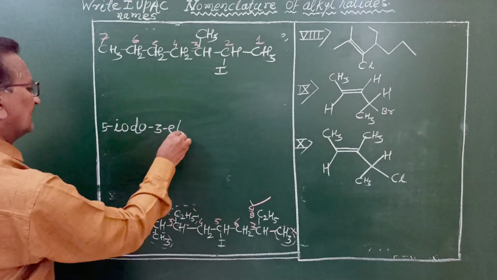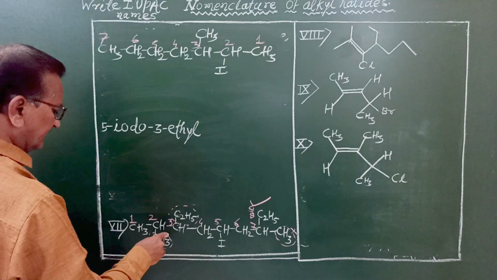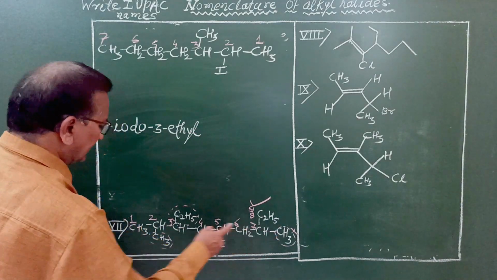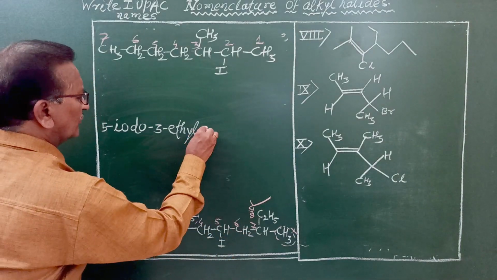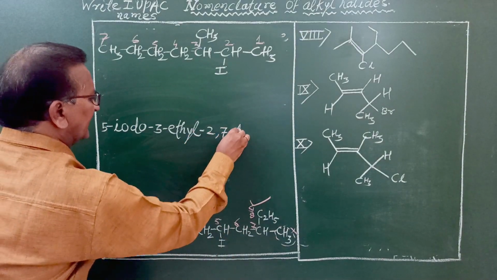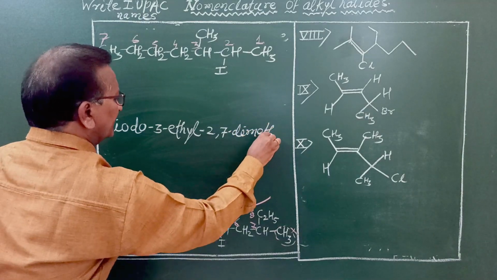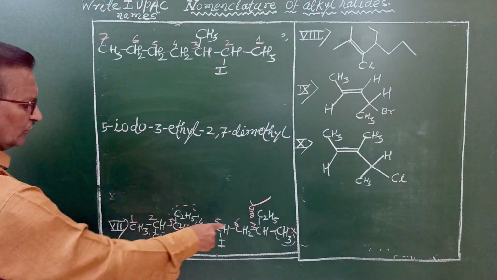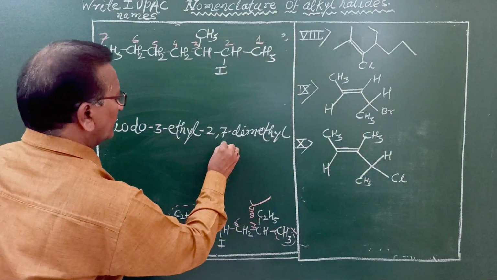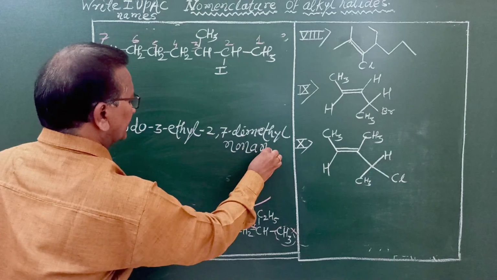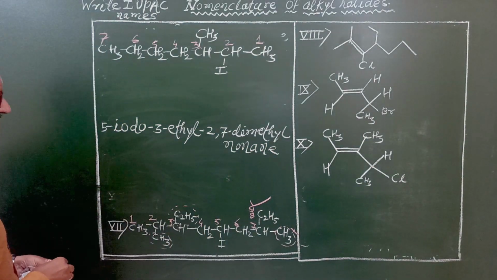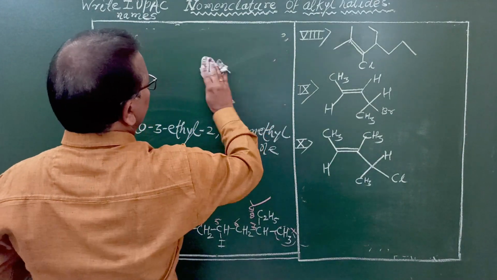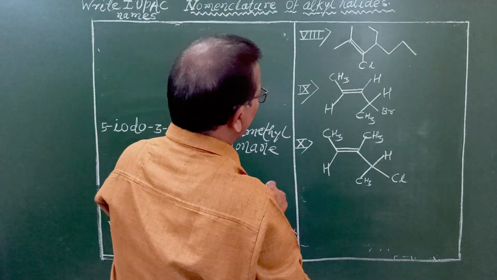3-ethyl. Next 2, 7 CH3, CH3. The positions are 2 and 7. 2,7-dimethyl. And the total number of carbon atoms is 9. Therefore nonane. This is the complete name of this compound number 7. Or let's say compound number 8. We'll write the name of this compound.